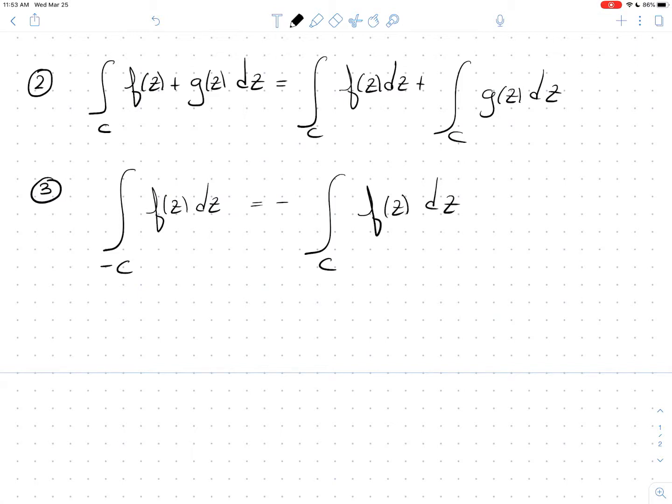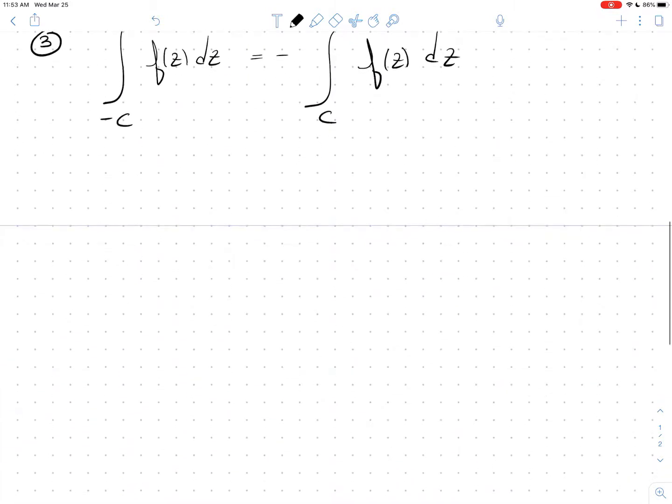Now, the way that I've written this, it's not clear which orientation is the one that you're starting with. The point is, when you reverse the orientation, it just puts a negative on your integral. And then finally, we've talked about the need for these contours to be piecewise smooth.